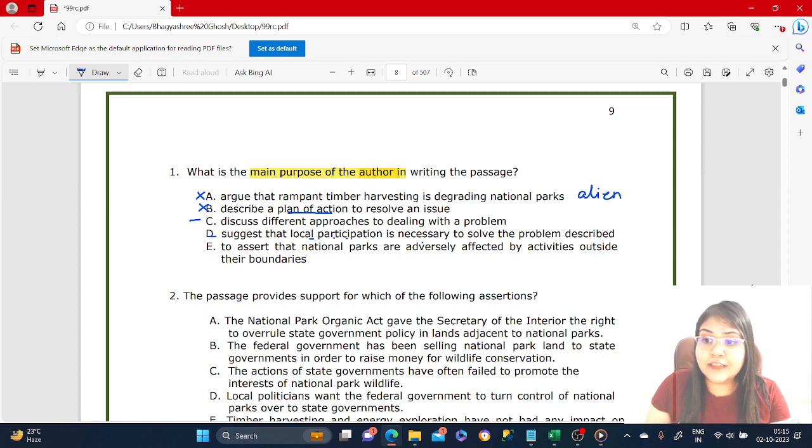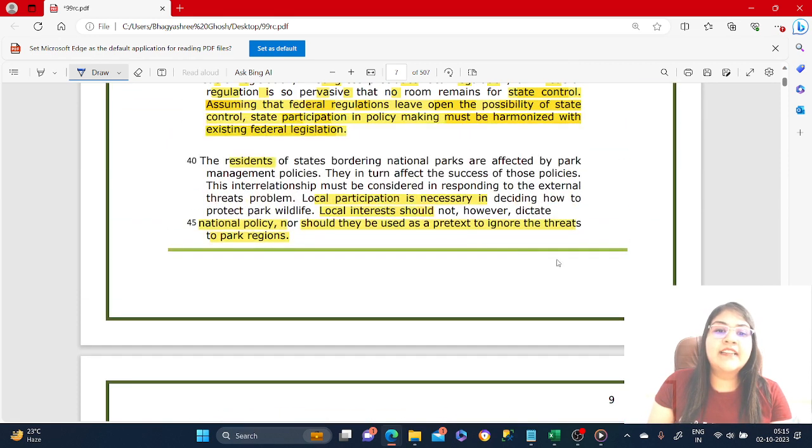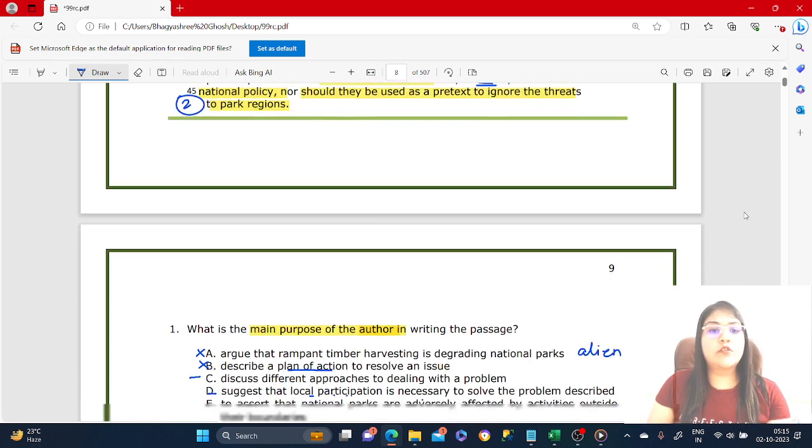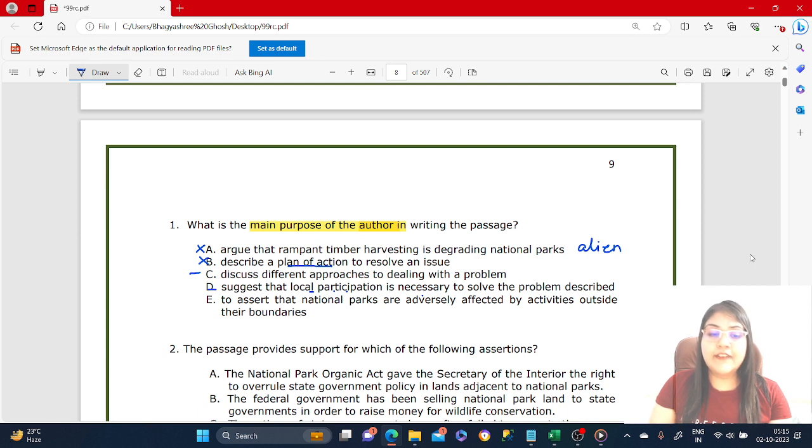So if we go with D, it is just saying that local participation is necessary. But if you see the last part of the passage, it was saying that not only is local participation necessary, however, a national policy should also favor the locals. So there were 2 things the author suggested, not one. So D is very limited and narrow in its scope. So the narrow option is eliminated.